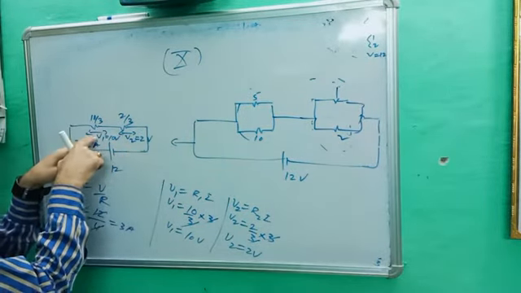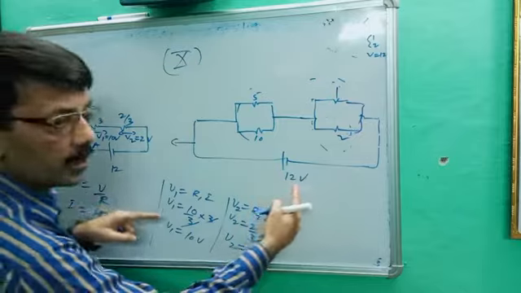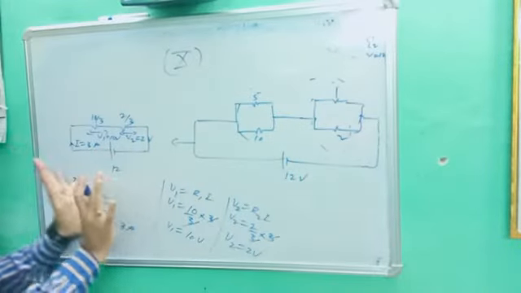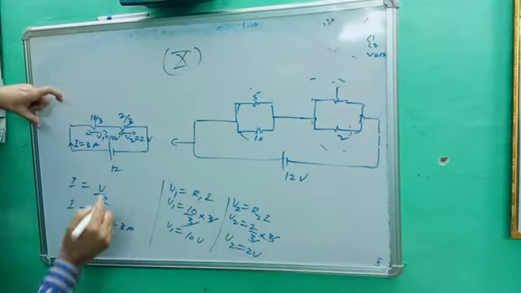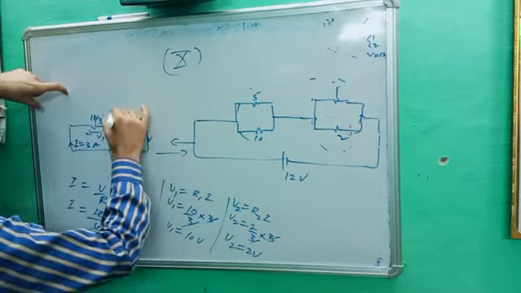Total potential is V1 plus V2. 10 plus 2 is 12 volt. We are getting 12 volt. It's okay. It means our distribution is okay. Now we will move again to the original diagram here.